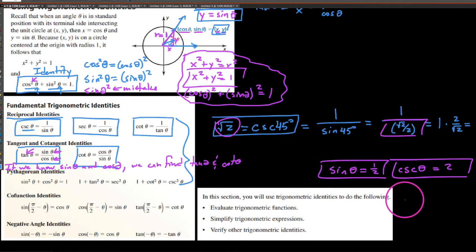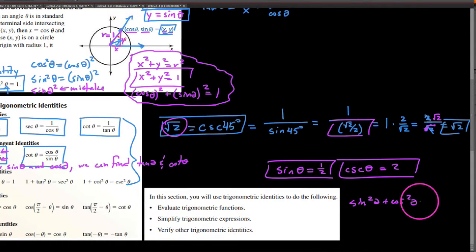What we could do is take this sine squared theta plus cosine squared theta equaling 1, and take out the sine function, and say, well, since sine is equal to 1/2, then really this is just 1/2 squared. And so simplifying this and solving for cosine now, we have 1/4 plus cosine squared of theta equals 1.